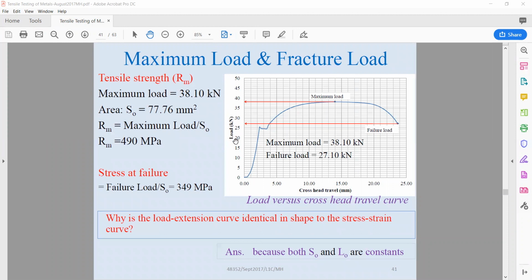From the data, you can easily plot the load versus cross-head travel. This shows you the overall trend of the test, how the sample generally behaved. From this, you can find the maximum load, you can find the fracture load. You divide the maximum load by the cross-sectional area to get the ultimate tensile strength, or the tensile strength of the sample, denoted as Rm in the standard. The fracture load divided by the area gives you the fracture stress, which is this one. Remember, this is load versus cross-head travel. It's not a stress strain diagram.